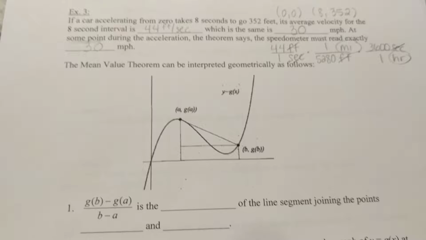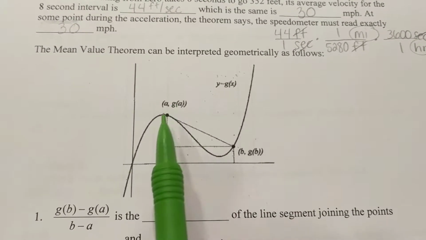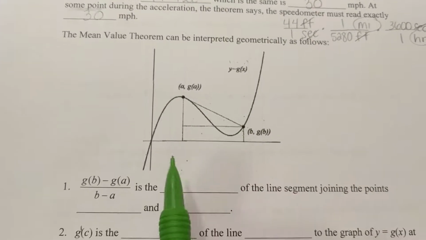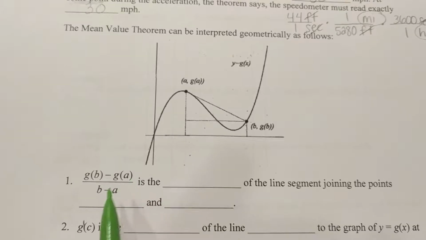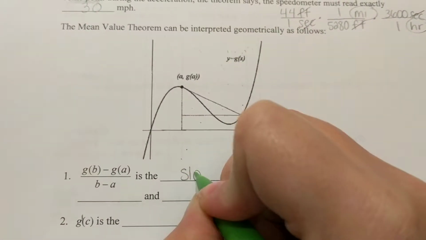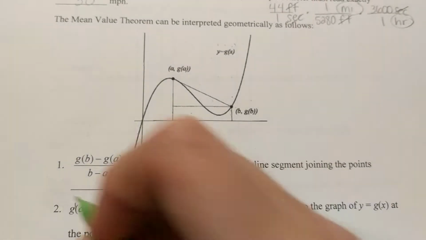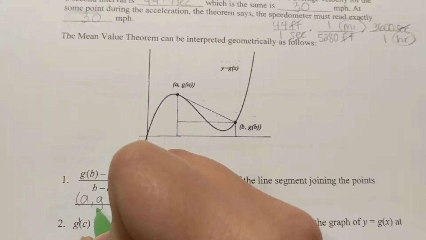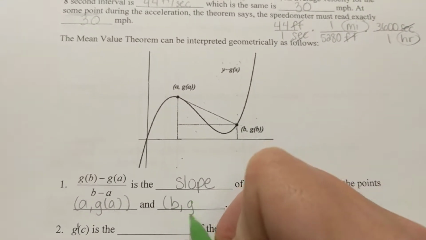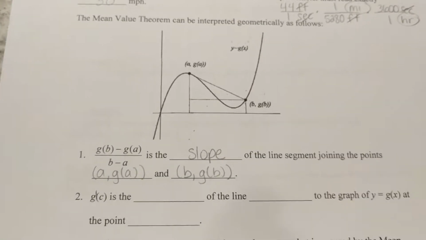So geometrically, the mean value theorem looks like this. You've got your secant line from A to B. So g of b minus g of a over b minus a is the slope of the line segment that joins the 2 points a, g of a, and b, g of b. It finds that average rate of change.